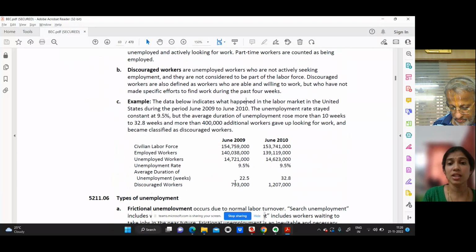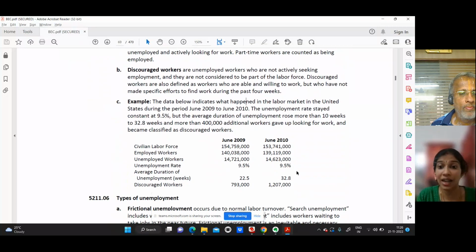If you look at that, this is the total labor force in 2009 and 2010. The labor force was 759 and 741, so it has come down in 2010. The employed workers have also come down, but your unemployment rate, 9.5 percent, remains the same, because your broader labor force has come down again. So your unemployment rate as such is not changing. It is giving you the same picture.